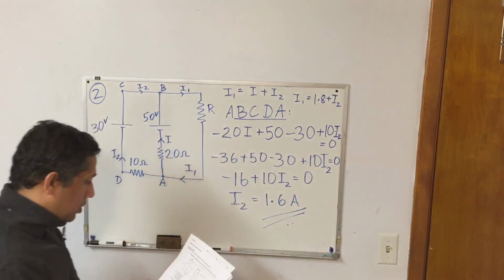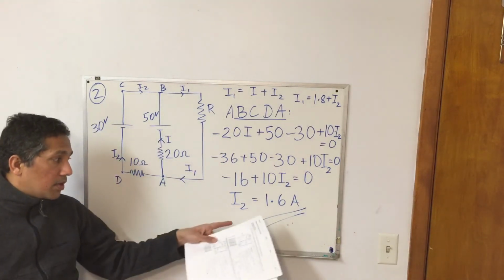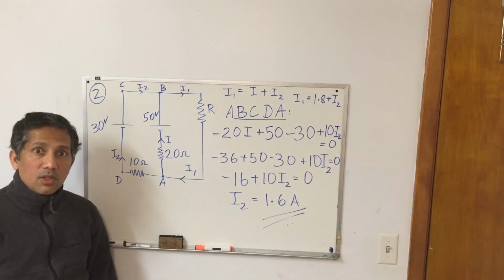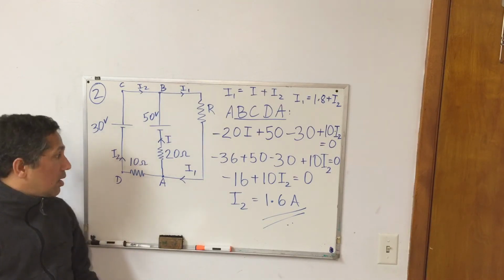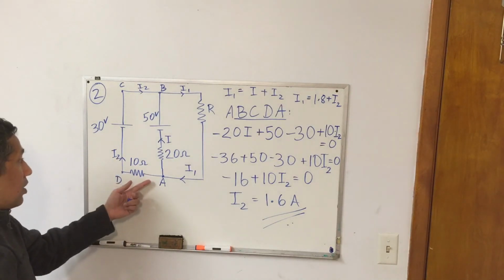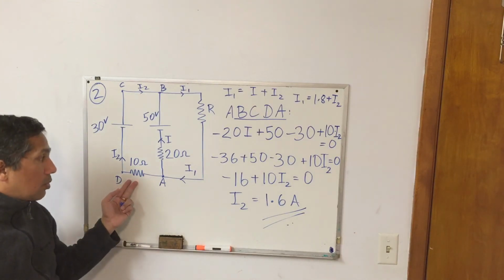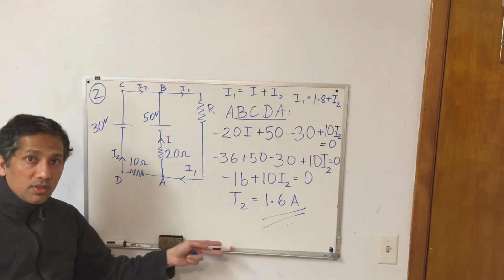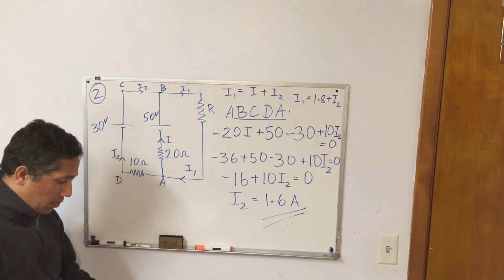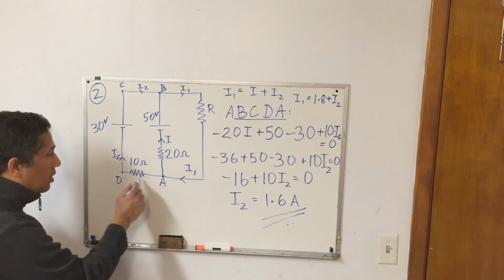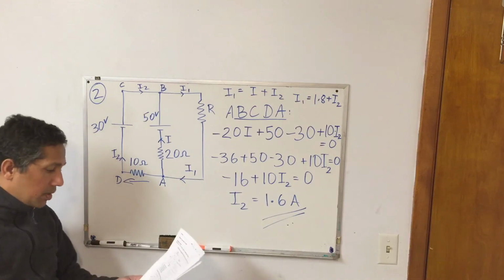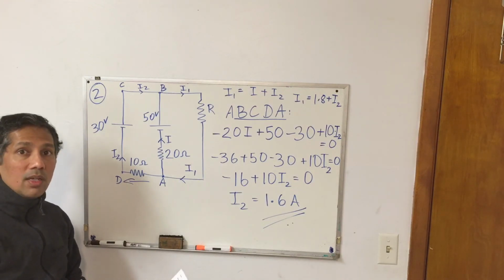Also, note that the value of the current I2 we are getting is a positive number, which means our assumption that the current is going from A to D is indeed correct. So the current through the 10 ohm resistor is 1.6 amperes from right to left in this direction, which means your correct choice is A.